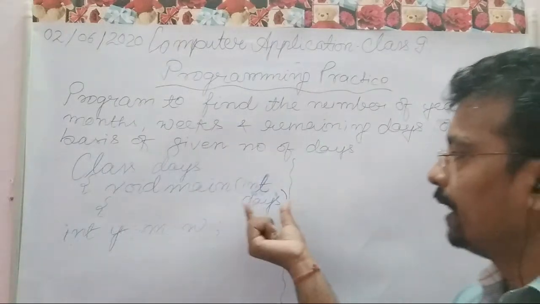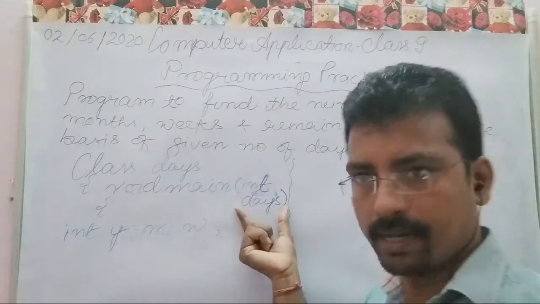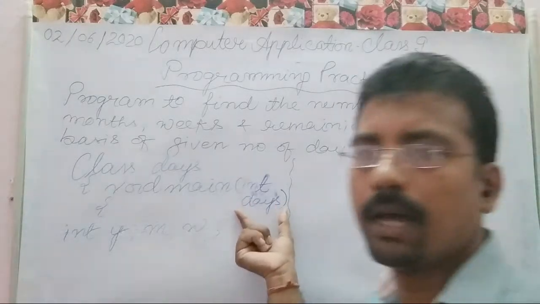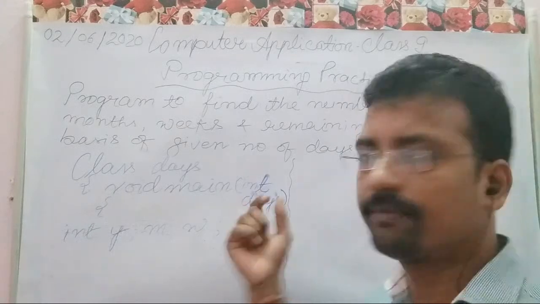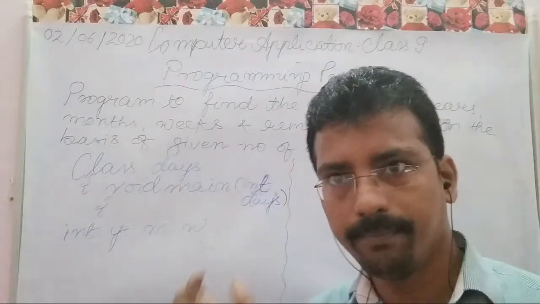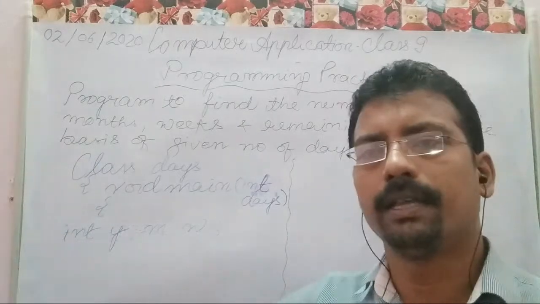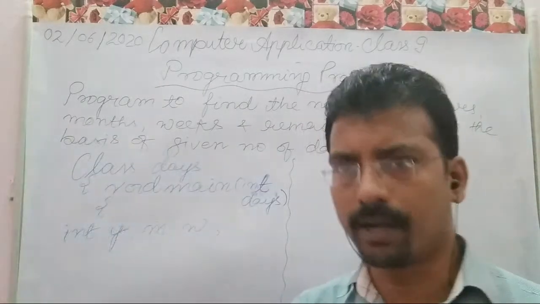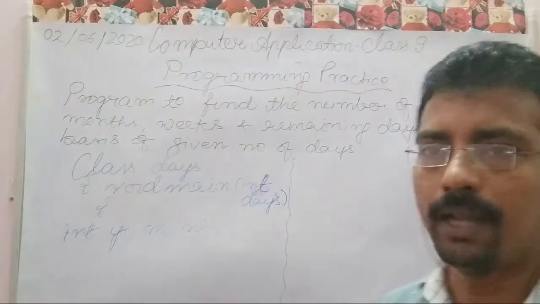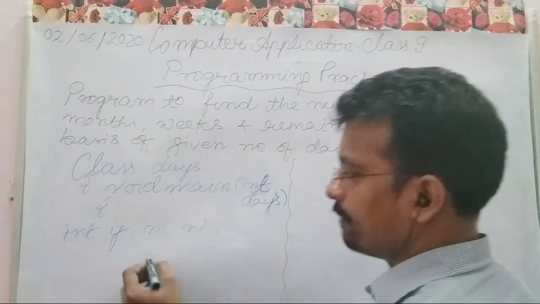Now see, when the program runs, the system will ask you to give the number of days from the user side. The user will give some number of days like 500, 600, 1000, 2000, whatever you require. After giving those values, we will call that number of days here.